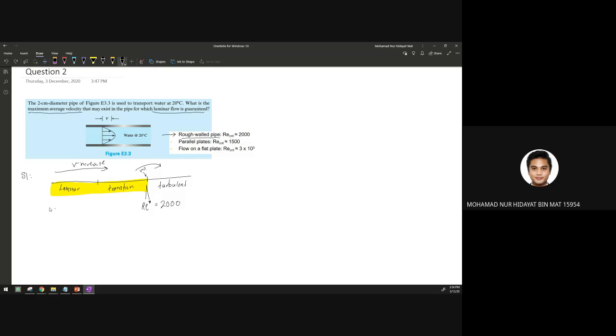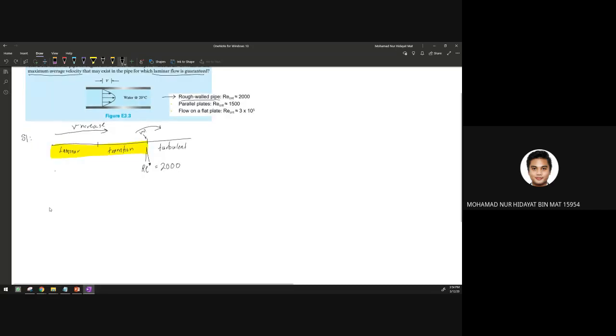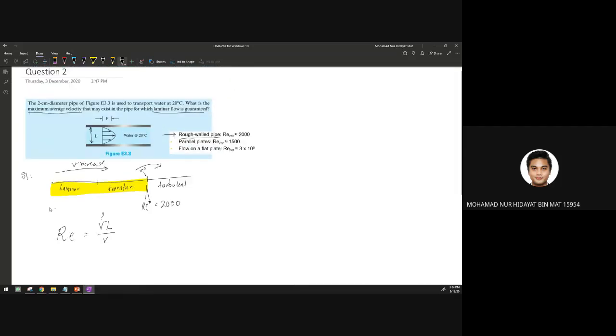So we can use this formula. Reynolds number equals velocity times L, the characteristic length, divided by the kinematic viscosity. So V is what we need to find. L is the characteristic length. You might say this is a diameter. Yes, it is the same.